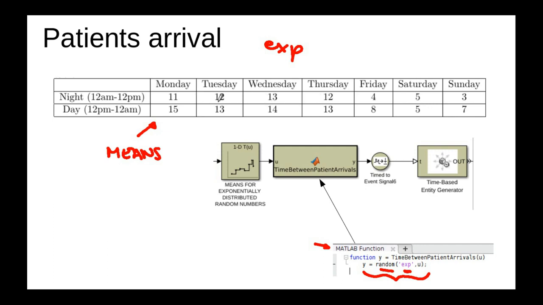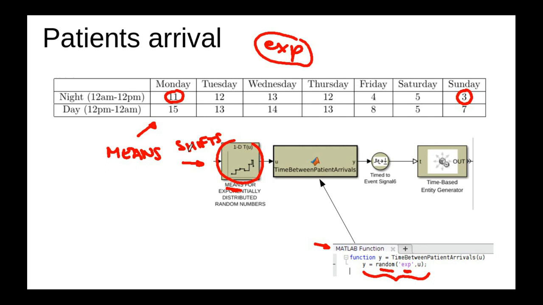This is the mean time between arrivals. They are exponentially distributed, and as you can see here, there are 11 minutes as a mean between one patient and the following one in the AM shift for Monday. As you can see, the smaller the number, the more frequent are the arrivals of patients. Here I have a lookup table with the mean values for this exponential distribution. These mean values depend on time. So here we have the shifts.